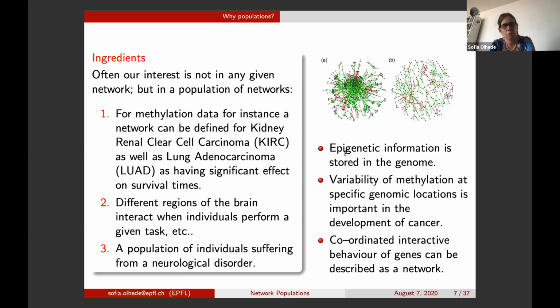Or you might have a whole population of individuals having a particular disease, and then ask yourself, well, what does a normal network look like, and what does an abnormal network look like? So what you see on the top right-hand corner is just examples of two methylation networks. And you might ask yourself, well, is this normal? Is this abnormal? Should I be concerned or not concerned?